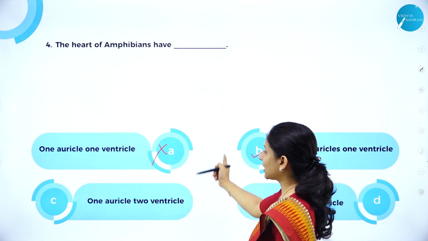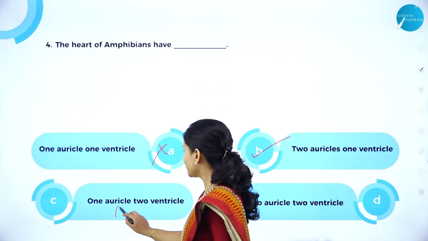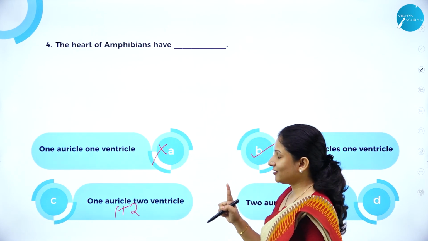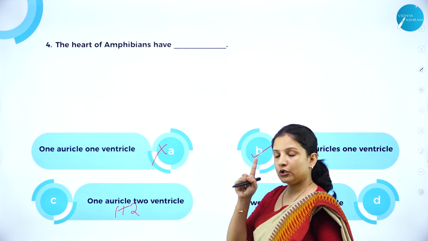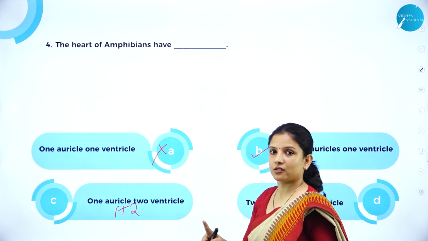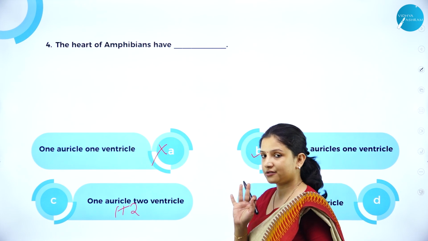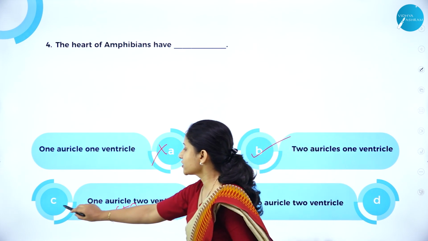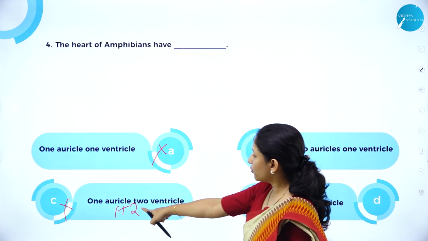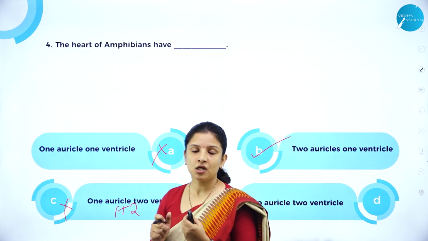Now again, I've put a confusion here. One auricle, two ventricles. 1 plus 2 again will be 3. Always remember, it will be either one auricle, one ventricle; two auricles, one ventricle; or two auricles, two ventricles. Never ever will the ventricle be more than the auricle. So this option is not correct, because it should be two auricles, one ventricle. What I have given here is one auricle, two ventricles. So it is a tricky MCQ. Have that in mind.